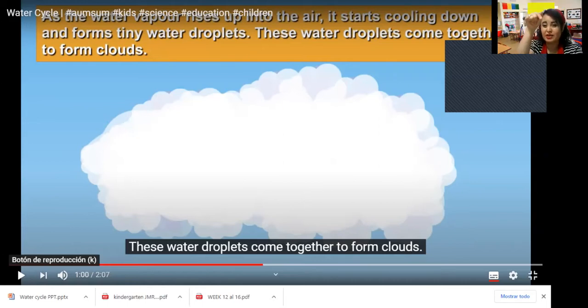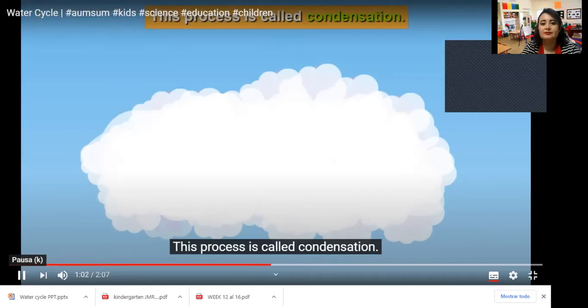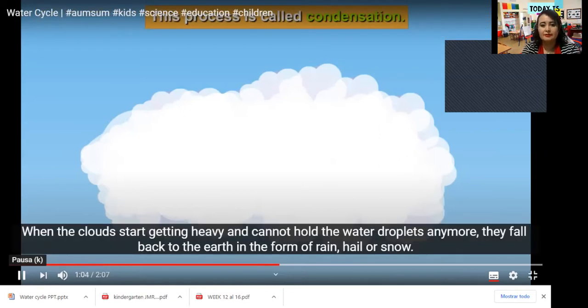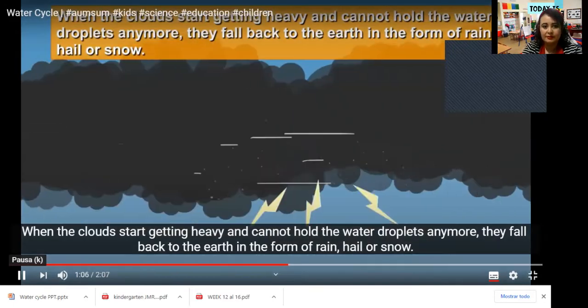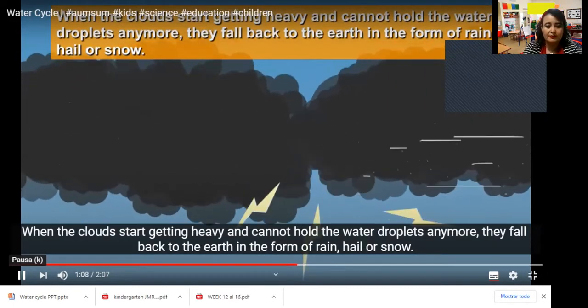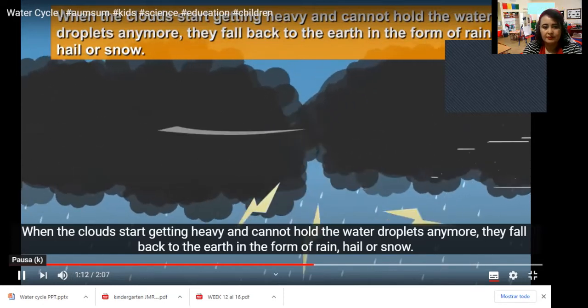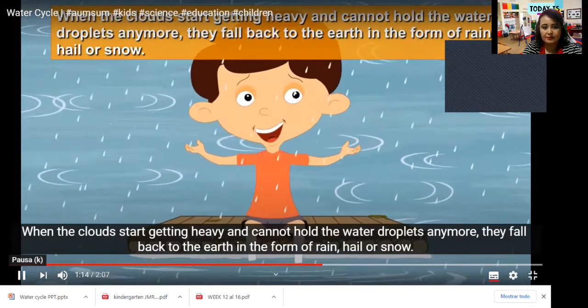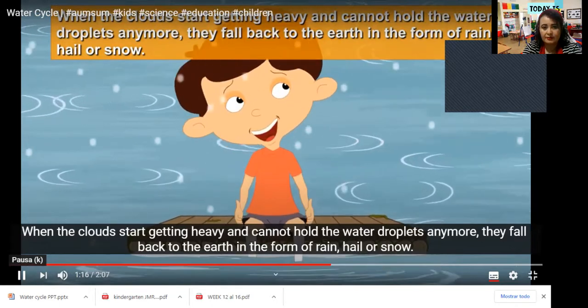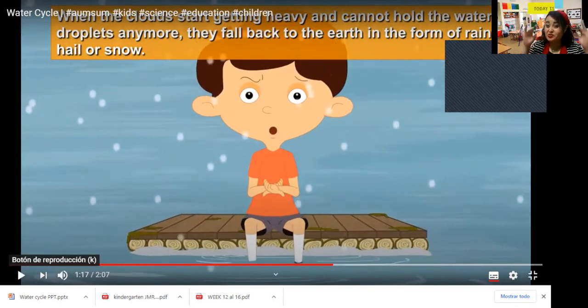Like the one that you have here in the picture. This process is called condensation. When the clouds start getting heavy and cannot hold the water droplets anymore, they fall back to the earth in the form of rain, hail, or snow. Now you know why it rains?